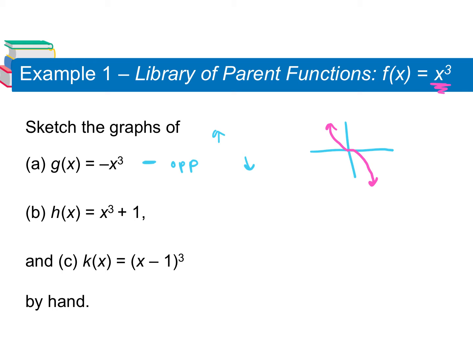For b, our leading coefficient is positive or negative? Positive. And it's again odd, so we go in opposite directions. So we're eventually increasing in our slope. So we start going down and end going up. So our graph would look like this.